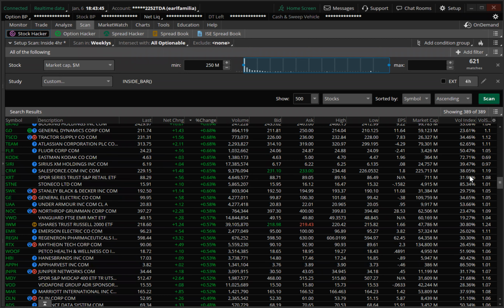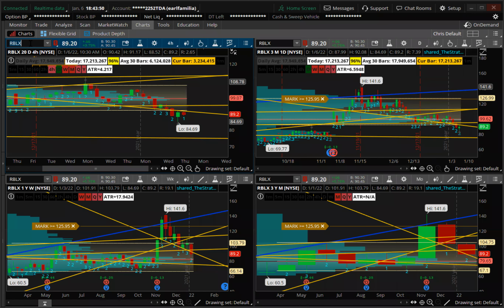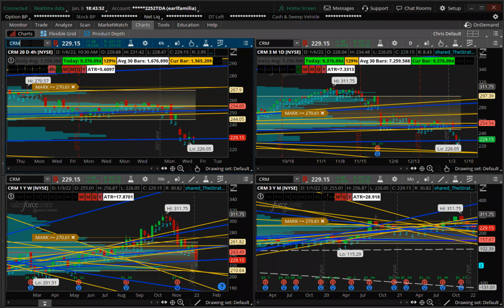Okay, we got CR, we got CERM, and then GE. CERM sitting on the bottom of a broadening formation, or actually maybe sitting on top of one, but you know, there could be a potential bounce there on CERM. So even though it's red, it could potentially bounce.